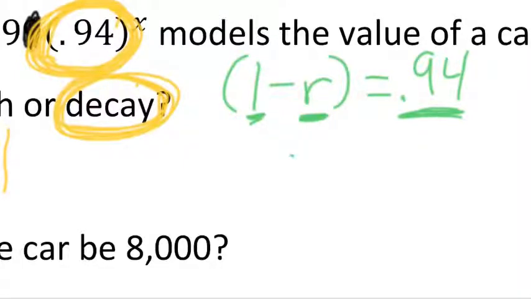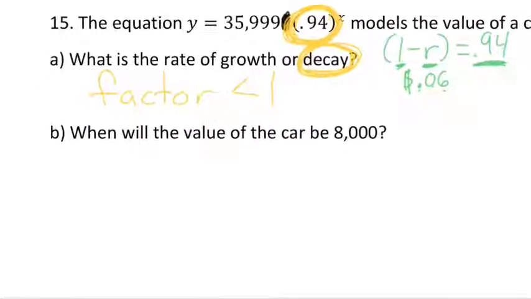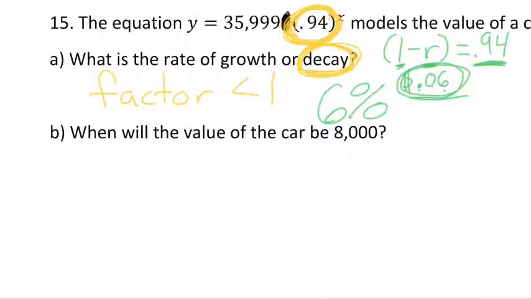So I've got to take 0.06, or 6 cents, away from the dollar to get that R. And that is how that 0.94 came about. Because if you were given 6%, you would change it to 0.06 and you would subtract it from 1 to get that 0.94. So the answer to what is the rate of growth or decay is turning the 0.06 into percent, so it is 6%.